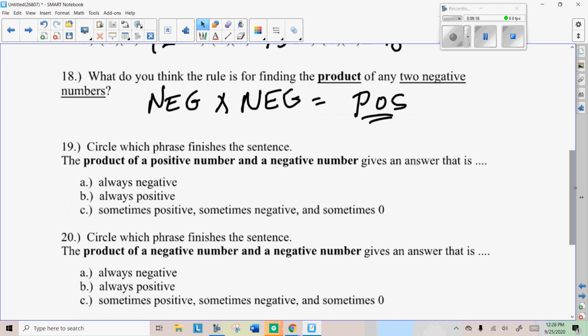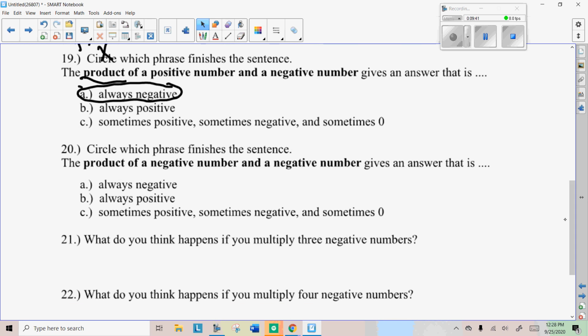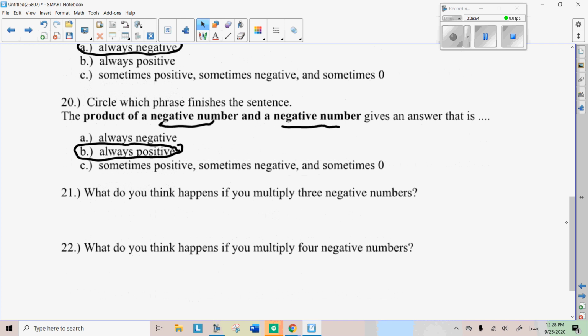So the product of a positive number, product means multiply, right? All right, the product of a positive number and negative number, we found out that that is, go ahead, circle which one you think, always negative. The product of a negative number and a negative number, we just found that out. Go ahead and circle the correct response. Always positive. And so what do you think would happen if we multiplied 3 negatives?